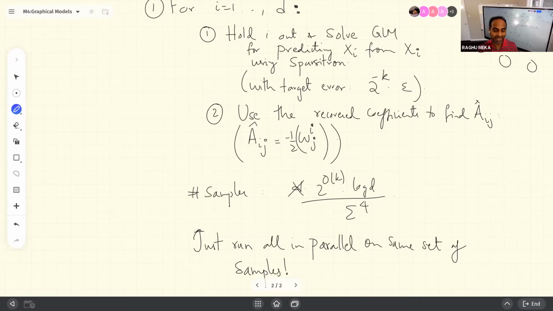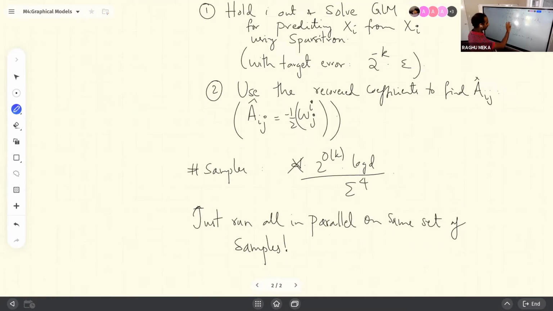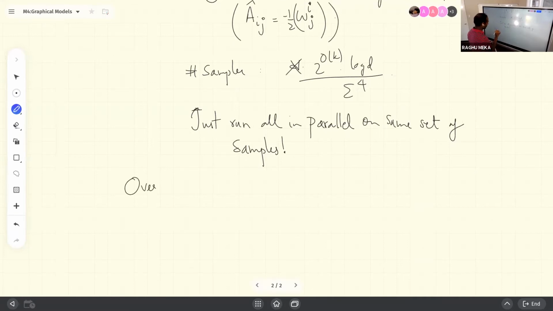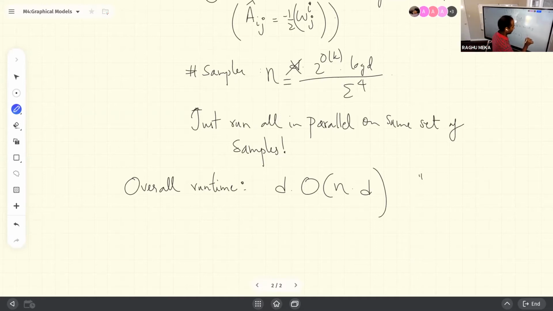So the overall runtime is going to be quadratic because each sparsitron is linear and we're running d copies in parallel, one for each vertex. So overall runtime, okay, it's quadratic. Any questions about this?